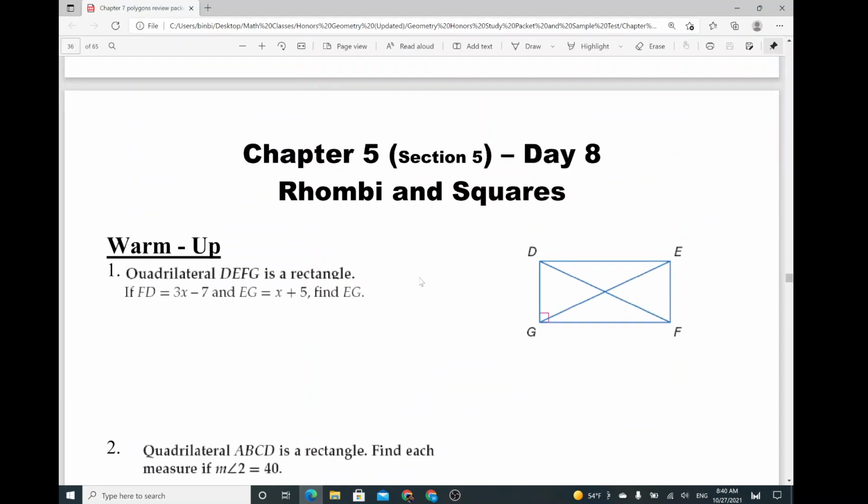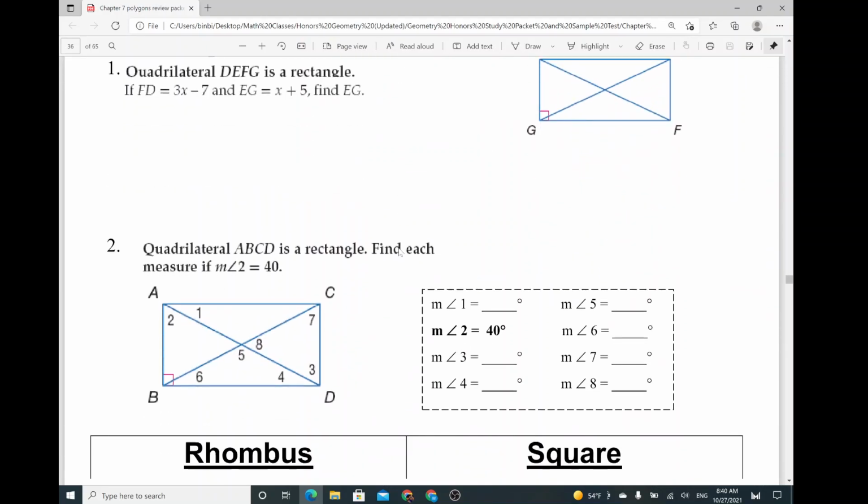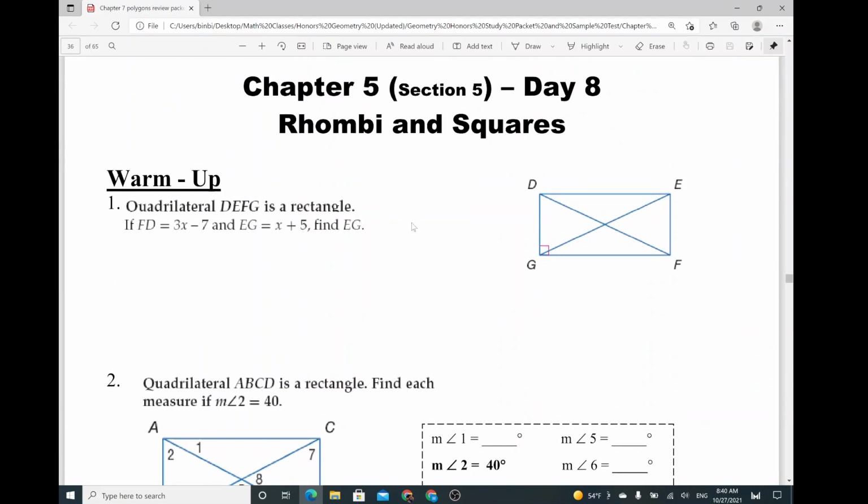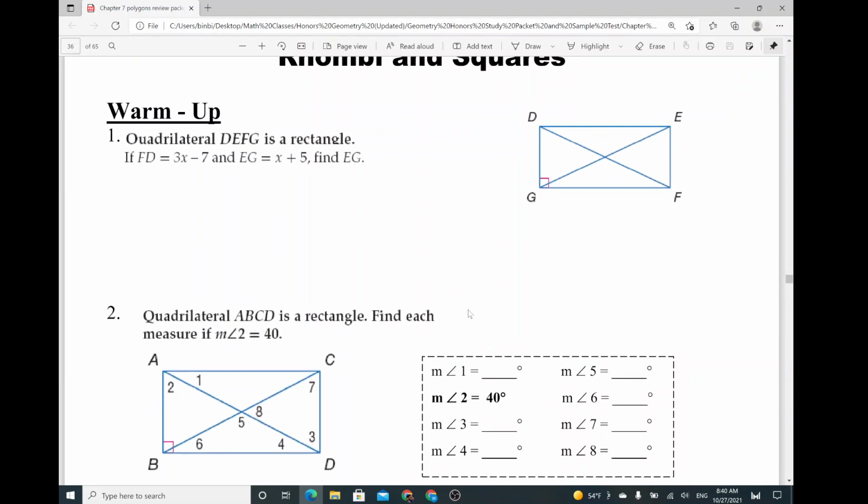Today I would like to talk about Chapter 7. I know this one is showing as Chapter 5, but it is Chapter 7 from the Big Ideas textbook, another textbook that I use to generate all the material. It's about the rhombus and squares. Okay, so let's take a look at that.